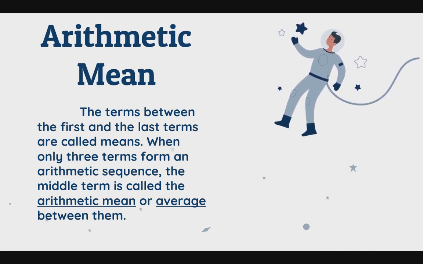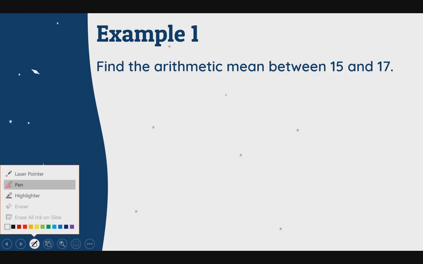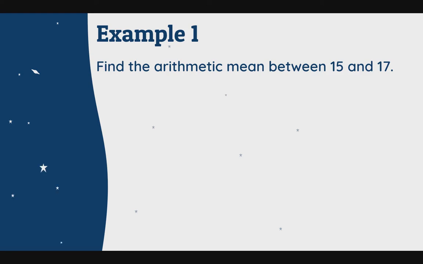So if we have three terms such as a sub 1, a sub 2, and a sub 3, then a sub 2 will be the mean or the average because it is in the middle of the other two terms. Now, let's have an example. For number 1, we have the arithmetic mean between 15 and 17. Every time we have this kind of problem, let us first rewrite our arithmetic sequence in this form: 15, blank, 17.